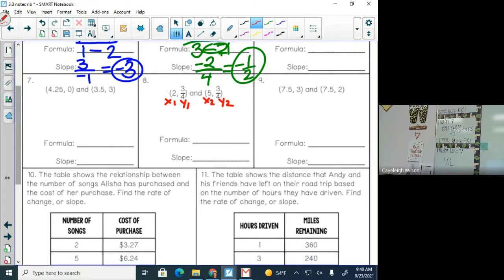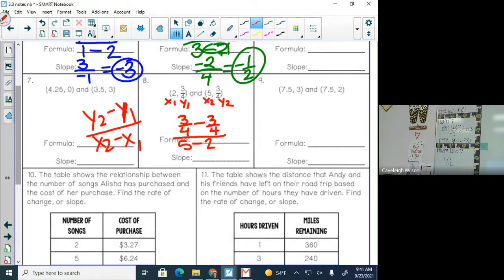All right, so when I start using my slope formula, I'm going to write it again. What's my y2? 3/4. Okay. What's my y1? 3/4. Over x2, 5, minus x1, 2. So y2 minus y1 over x2 minus x1.